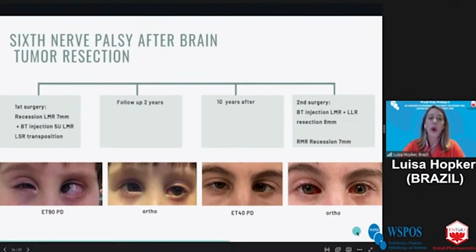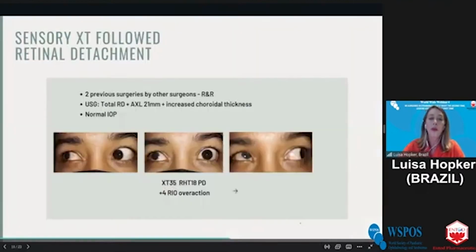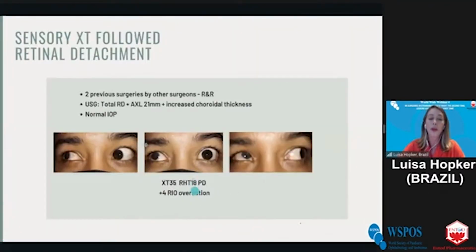Another example of a lady with sensory XT with several previous surgeries and a status of phthisis bulbi, but with normal IOP and wanting new surgery. So she had an XT of 35 with a right hypertropia.